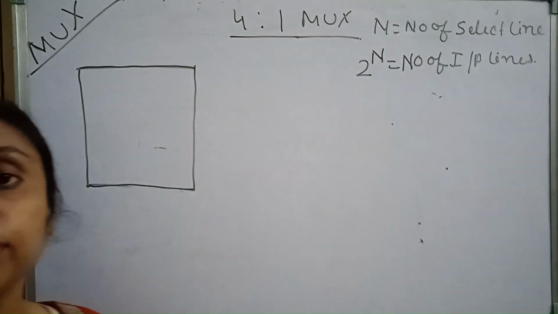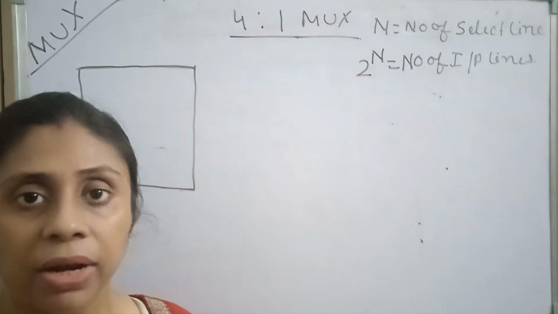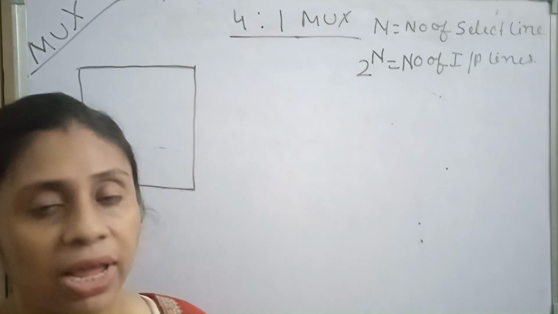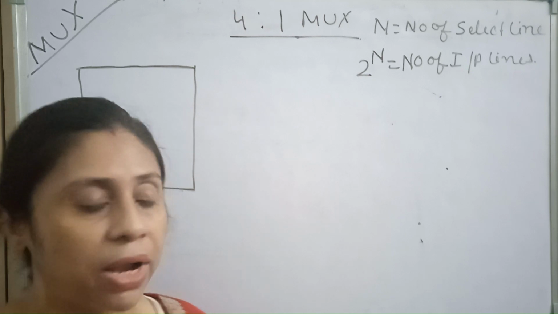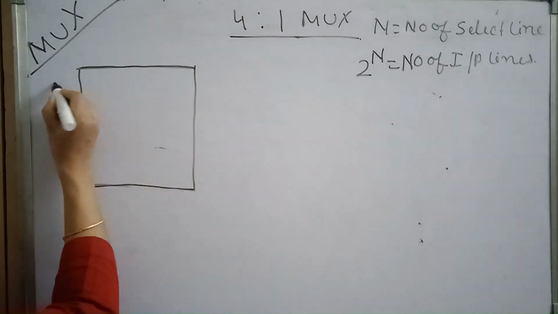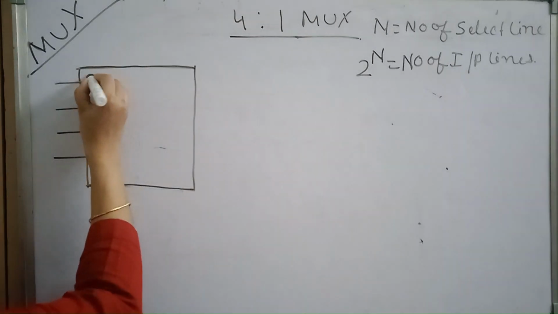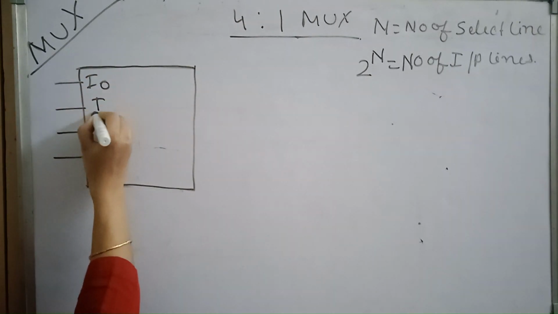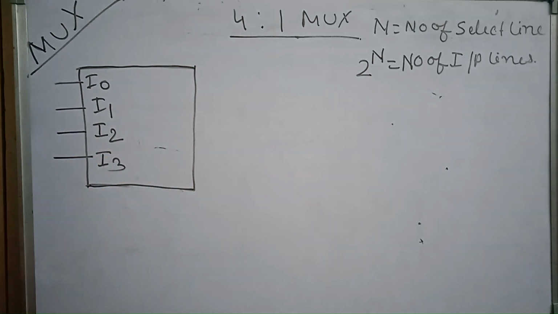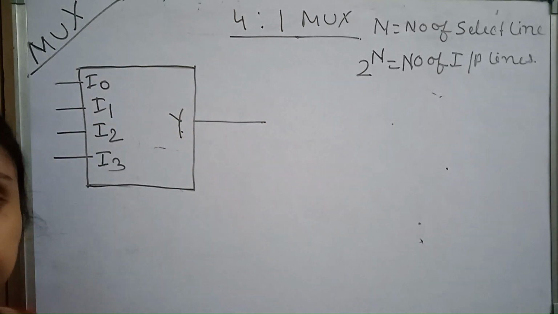In a 4:1 multiplexer, as the size of the multiplexer is 4:1, obviously there are 4 input lines and only 1 output line. The output line of a multiplexer is always 1. So a 4:1 multiplexer must have 4 input lines. What are the input lines? I0, I1, I2, I3, right? And only 1 output line, Y.